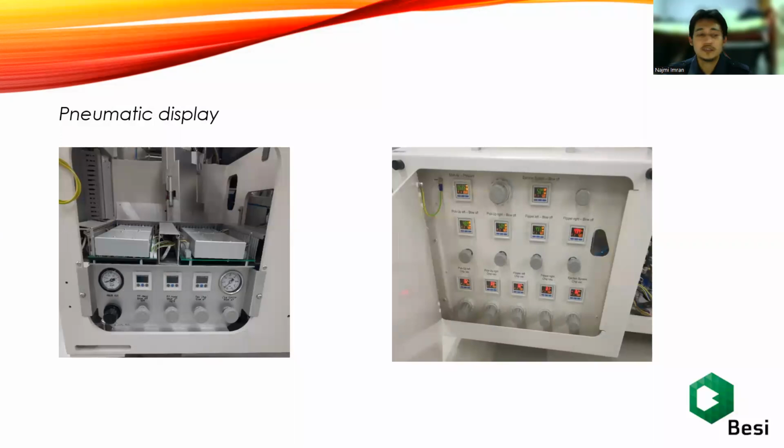In the machine we also have a pneumatic display, of which there are 2 types: one digital and one analog. That is the customer's requirement. If the customer wants a digital pneumatic display, we install the digital one, and if they want analog, we install the analog.